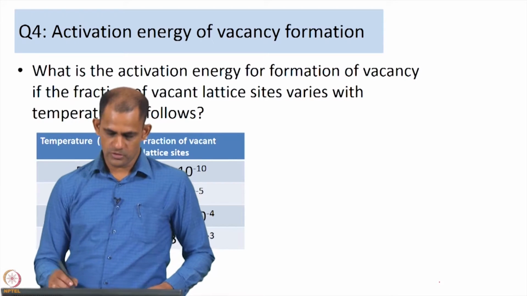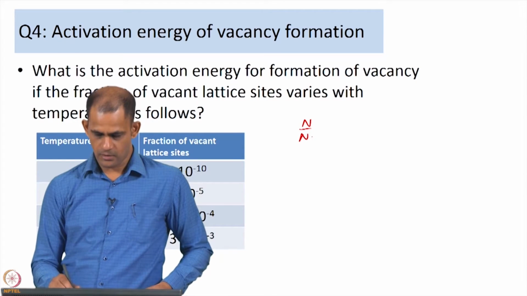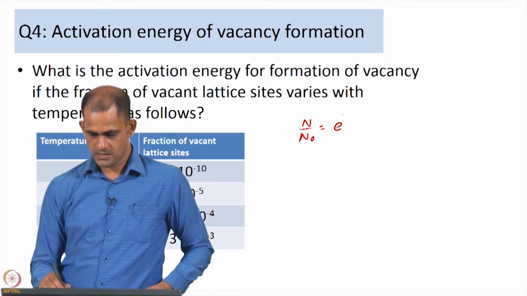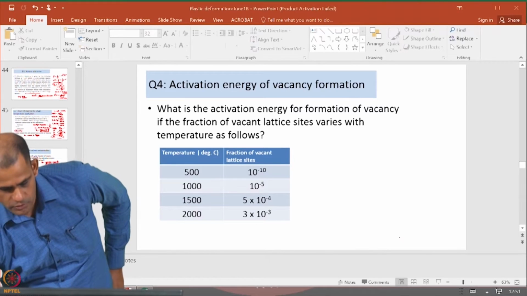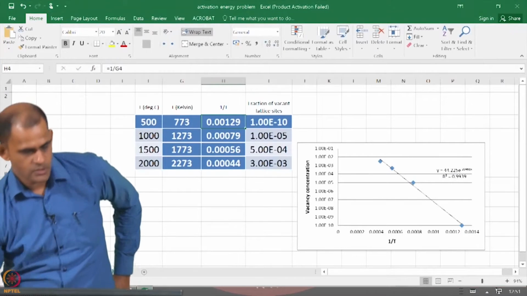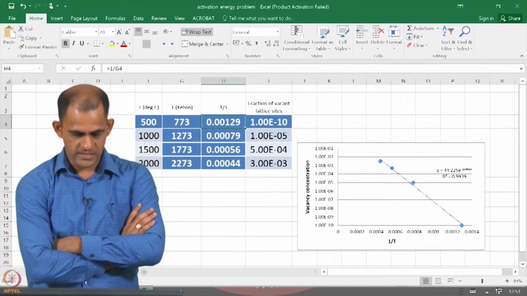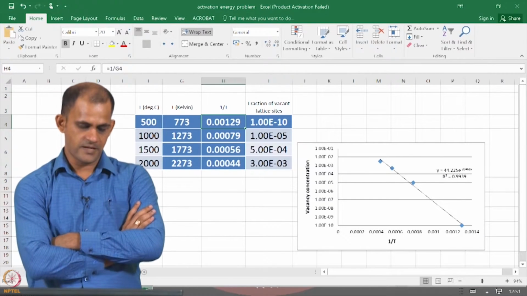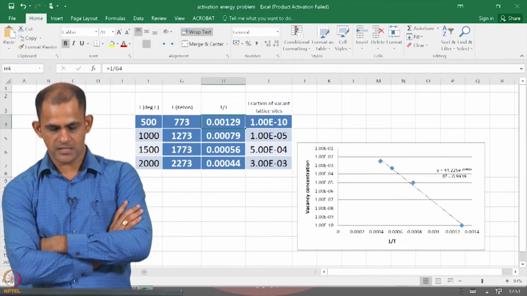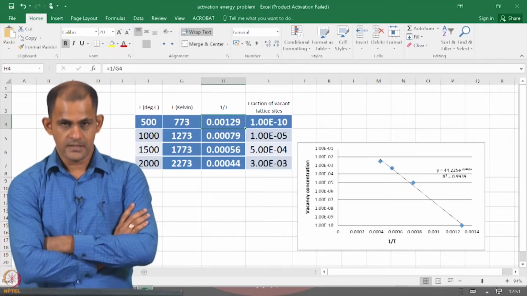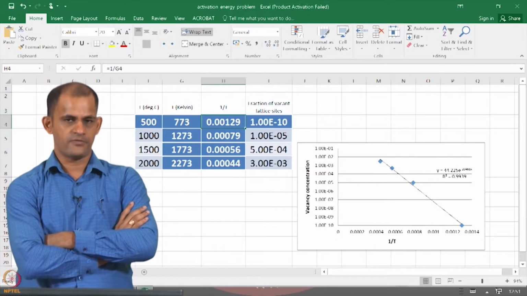So, again we are going to use the same relation, n over n naught is e to the minus Q v over R T, and what we are interested in knowing is Q v. So, let us go to this Excel sheet. What you need to essentially do is take the temperature in Kelvin, take the inverse of it and plot the inverse of temperature against the fraction of vacant lattice sites. This is called an Arrhenius type of plot.